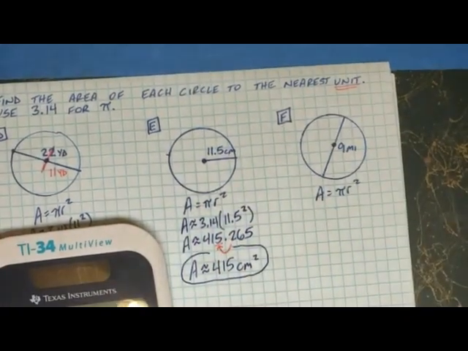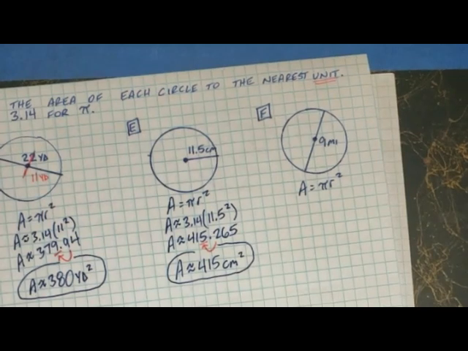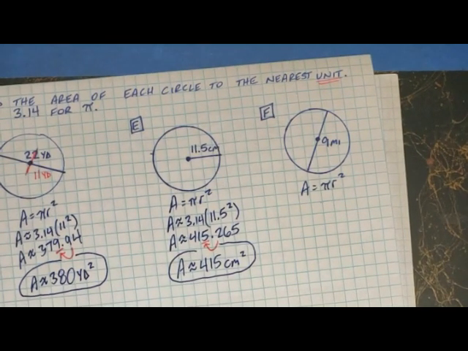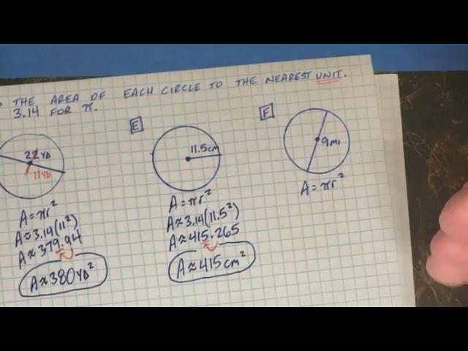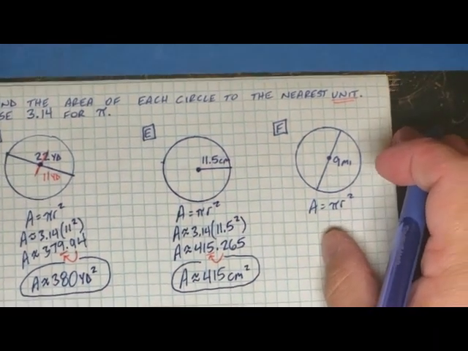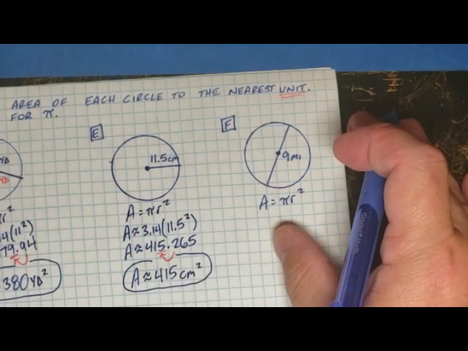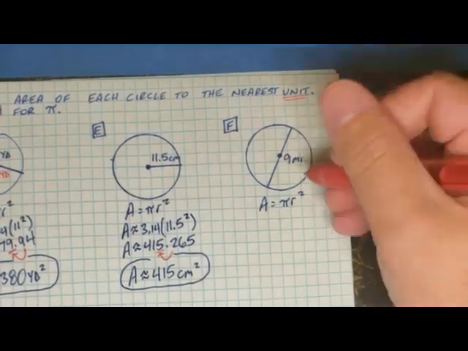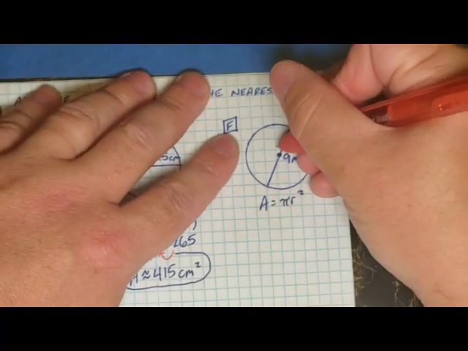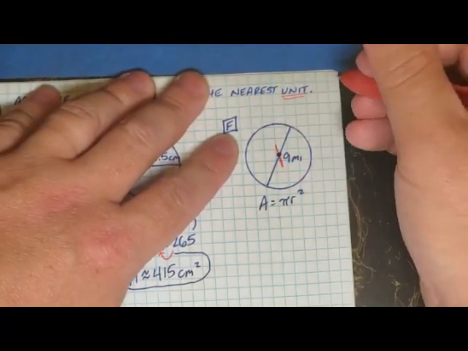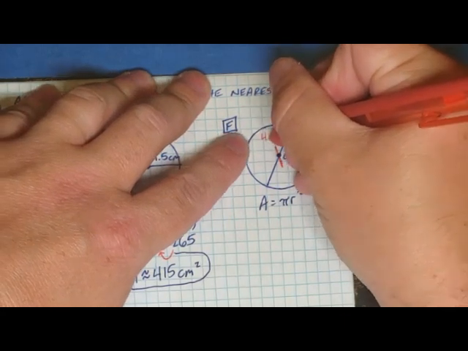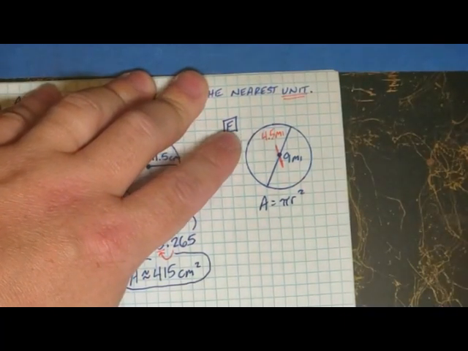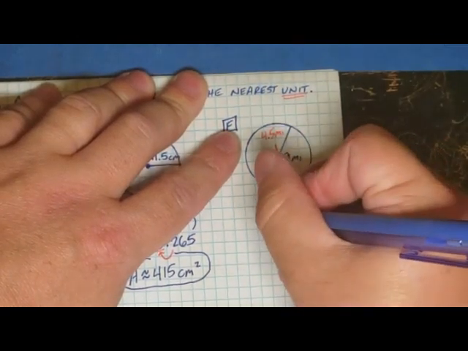All right, good job. We got one more before the surprise. Letter F, we got a circle, but we got a line that goes all the way through. All right, that means that's the diameter. So to use this formula, we need the radius. So we need half of 9. Half of 9 is 4.5. So the radius of this circle is 4.5 miles.